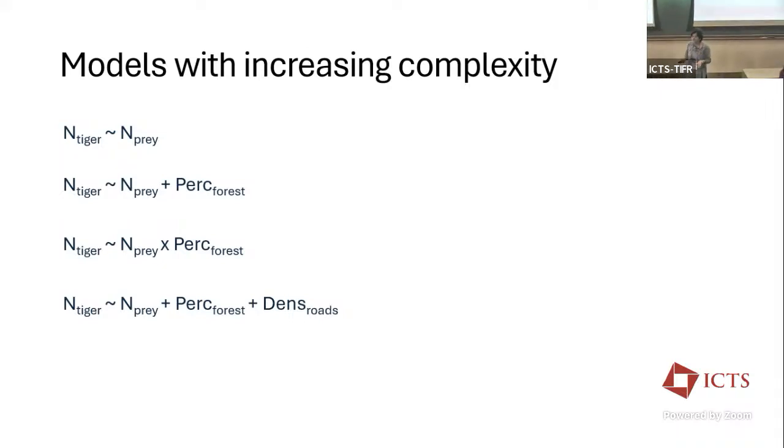So are more complex models always better? No. One person for no. Are more complex models always better? Two people for no. Any yeses? Why are more complex models not always better?